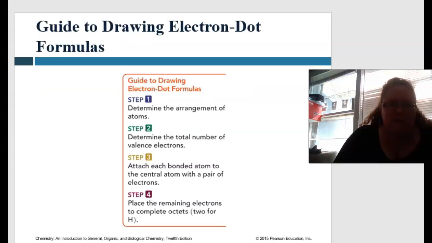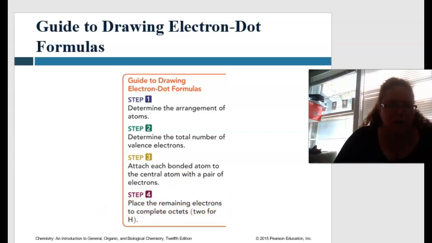So our handy dandy guide to drawing electron dot formulas. 1, let's determine the arrangement of the atoms. 2, let's determine the total number of valence electrons. 3, let's attach each bonded atom to the central atom with a pair of electrons. And then 4, let's place the remaining electrons to complete the octets.